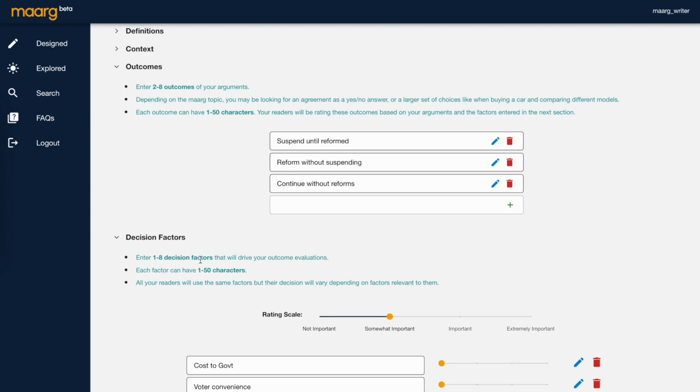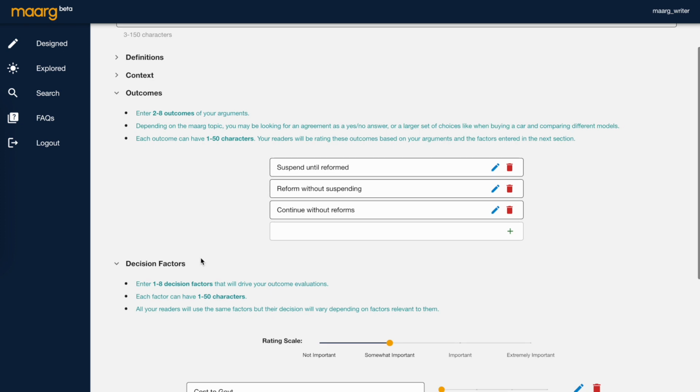So, for example, in this mark, I could have used only two outcomes, ban or continue, if, let's say, I was writing as a politician or an opinionated person. But I went with three options that seemed more practical and implementable.